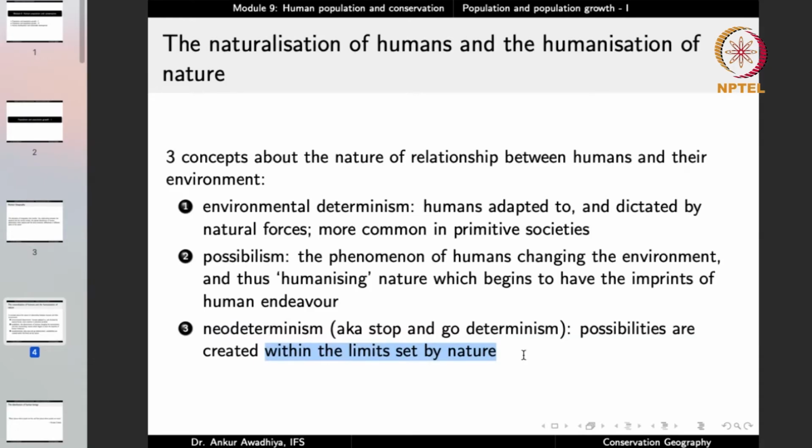So these are the three different viewpoints or three different concepts about the nature of relationship between humans and their environment, and over time it has been changing. In the very beginning we had environmental determinism, the environment determines things. Then we shifted to possibilism, we can do anything to nature, and we did that. And now it is neo-determinism, which is that possibilities are created but within the limits set by nature. So we have to respect those limits.